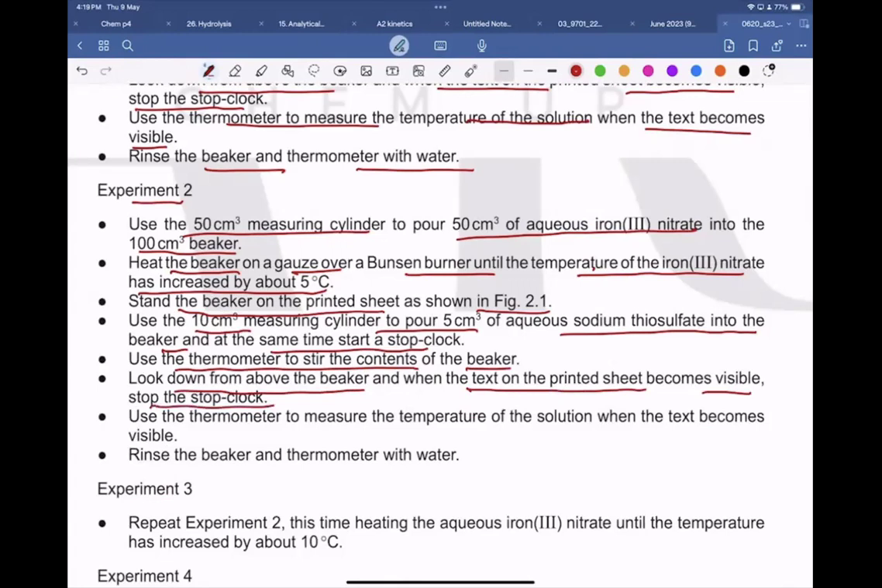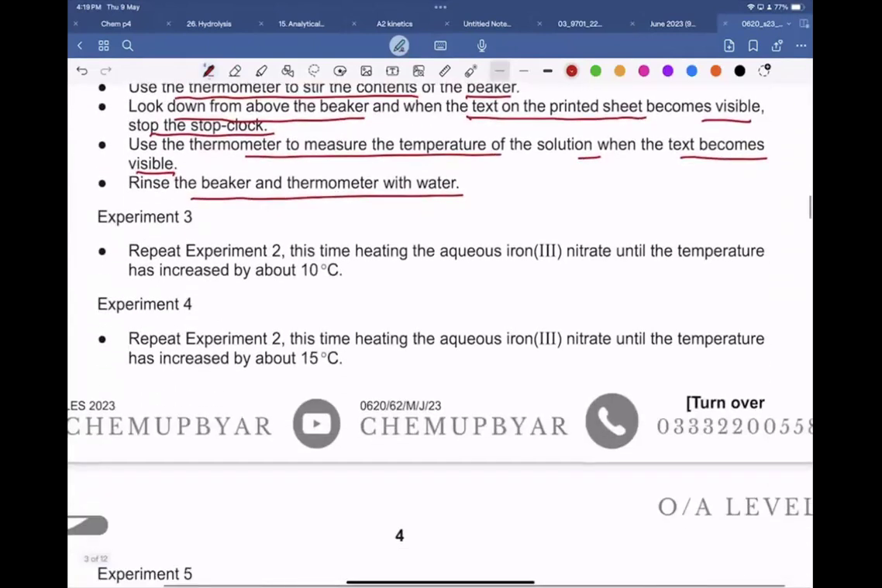Use the thermometer to measure the temperature of the solution when the text becomes visible. Rinse the beaker and thermometer with water. So see, we are recording the time and we are recording the temperature as well. Now experiment 3: repeat experiment 2, this time heating the aqueous iron(III) nitrate until the temperature has increased by 10 degrees Celsius.